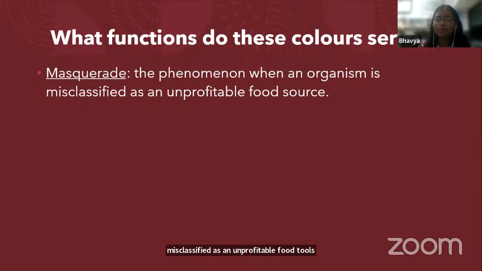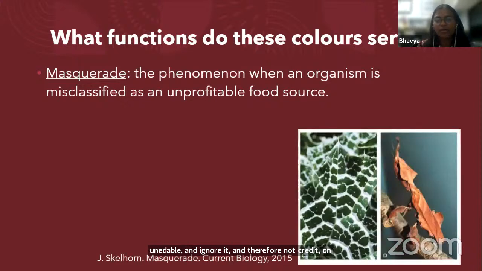It's that an organism looks like something that is inedible. So it could look like a twig, it could look like a leaf, it could look like bird droppings. And basically, if a predator sees these colors on an organism, it's going to think that it's something inedible and ignore it, and therefore not predate on this particular organism. And giving you examples of how even plants do exhibit these defensive strategies.